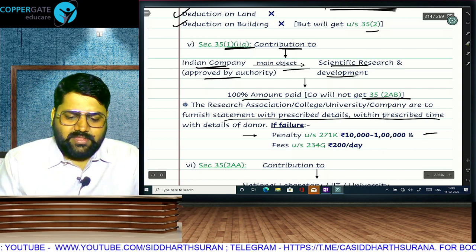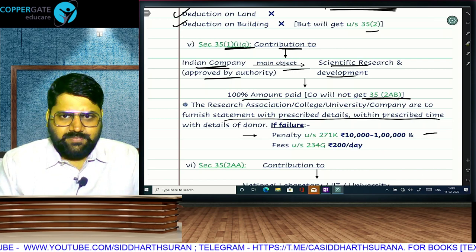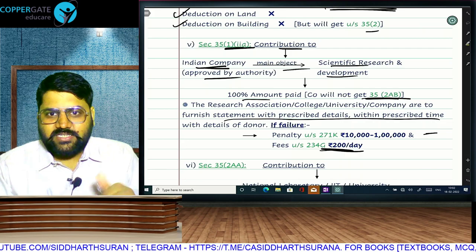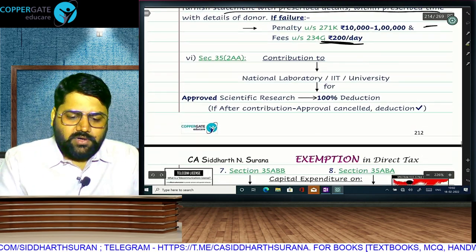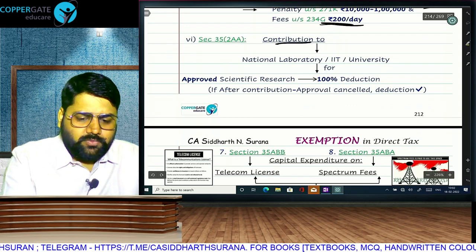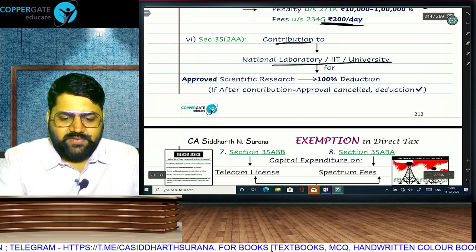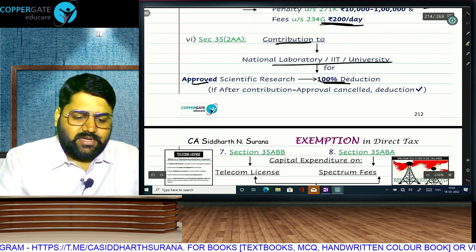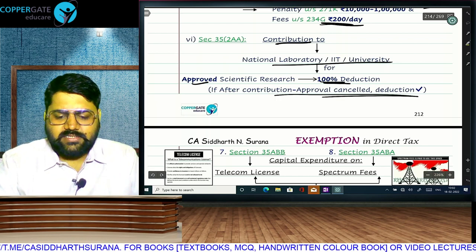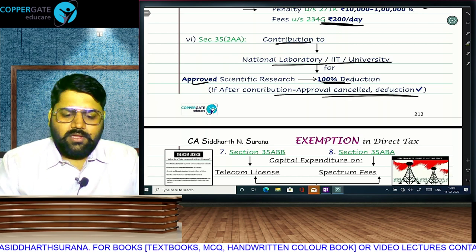If there is failure, then there will be a penalty, minimum 10,000, maximum 1 lakh, and there will also be fees of 200 rupees per day, but the fees cannot exceed the amount in default. And in 35-2AA, which is also not allowed in the new regime, contribution to a national laboratory, IIT or university for approved scientific research, here also we get 100% deduction. After contribution, if the approval is cancelled, the deduction is still going to be available.